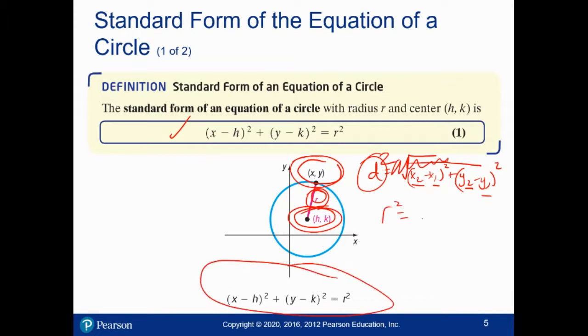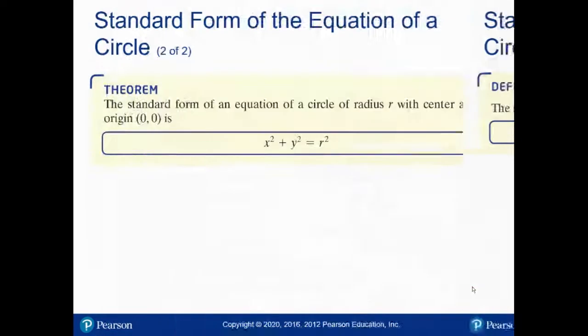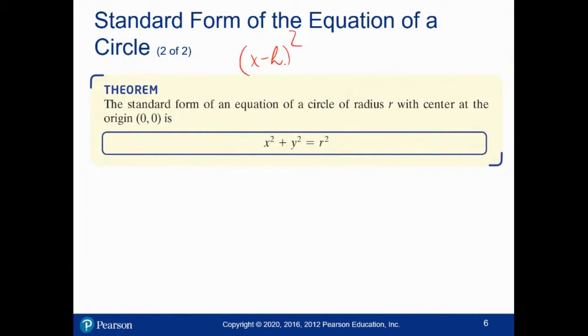We would have r squared is equal to, no square root, we squared both sides to get rid of it, x minus h squared plus y minus k squared. Okay. So here's our general standard form for the equation of a circle. Notice if the center is 0, 0, then instead of x minus h squared, if h is 0, you can just call that x squared. And instead of y minus k squared, if k is 0, you can just call it y squared. So if the center is the origin, it looks a little nicer.